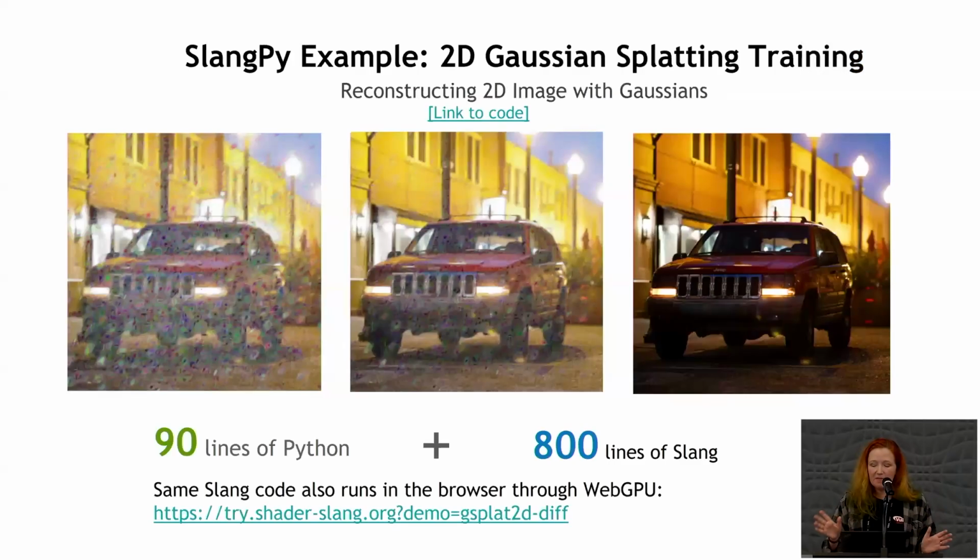Now, the full implementation of the differentiable 2D splatter has more to it. There's alpha blending, some logic for sorting blobs and determining which ones intersect parts of the screen, so you're not doing a bunch of calculation on blobs that don't matter. But in total, the entire thing takes only 90 lines of Python and then 800 lines of Slang, and that's just the human-written forward code.